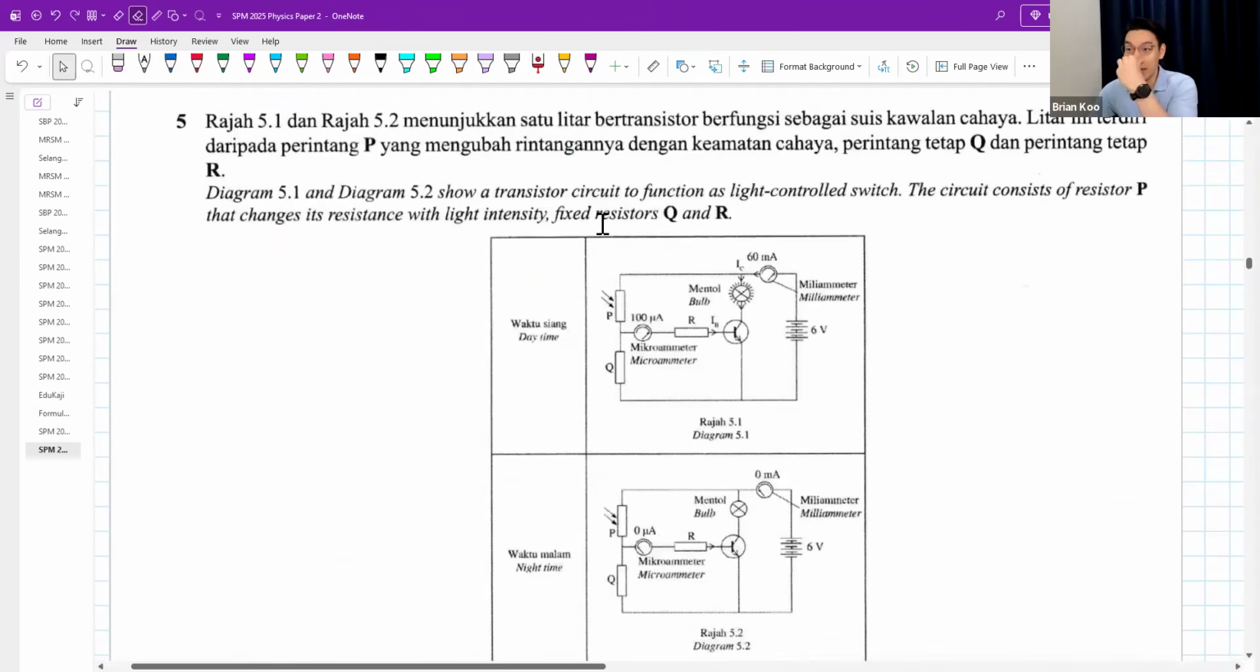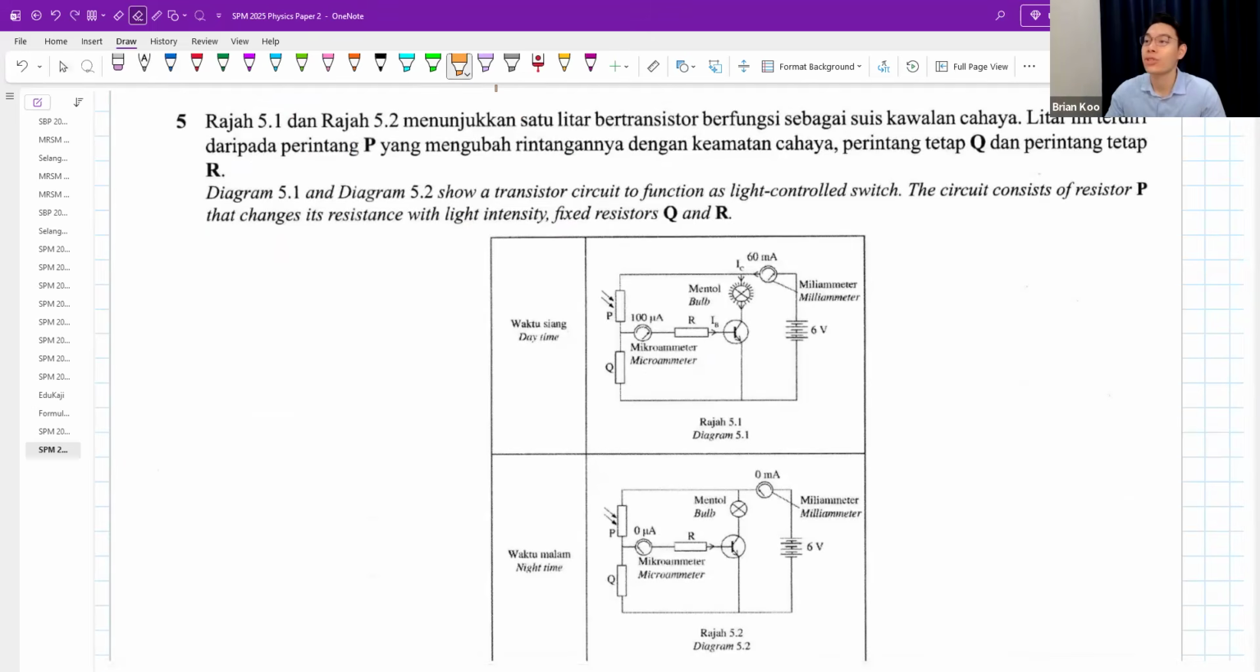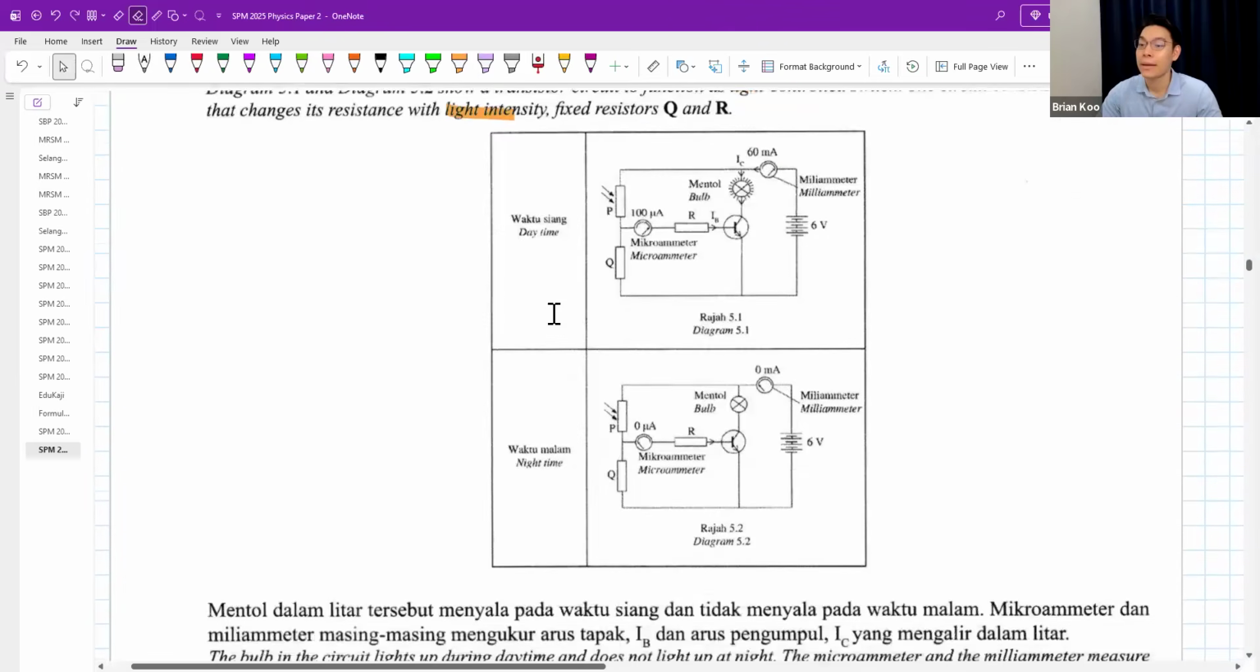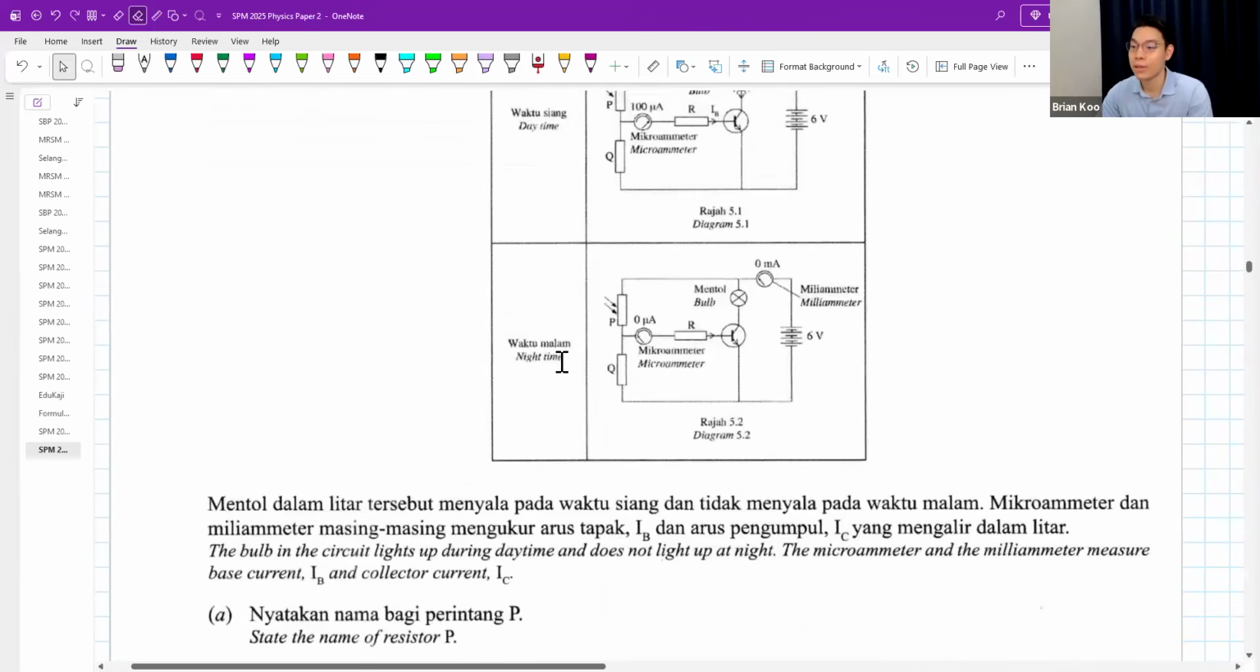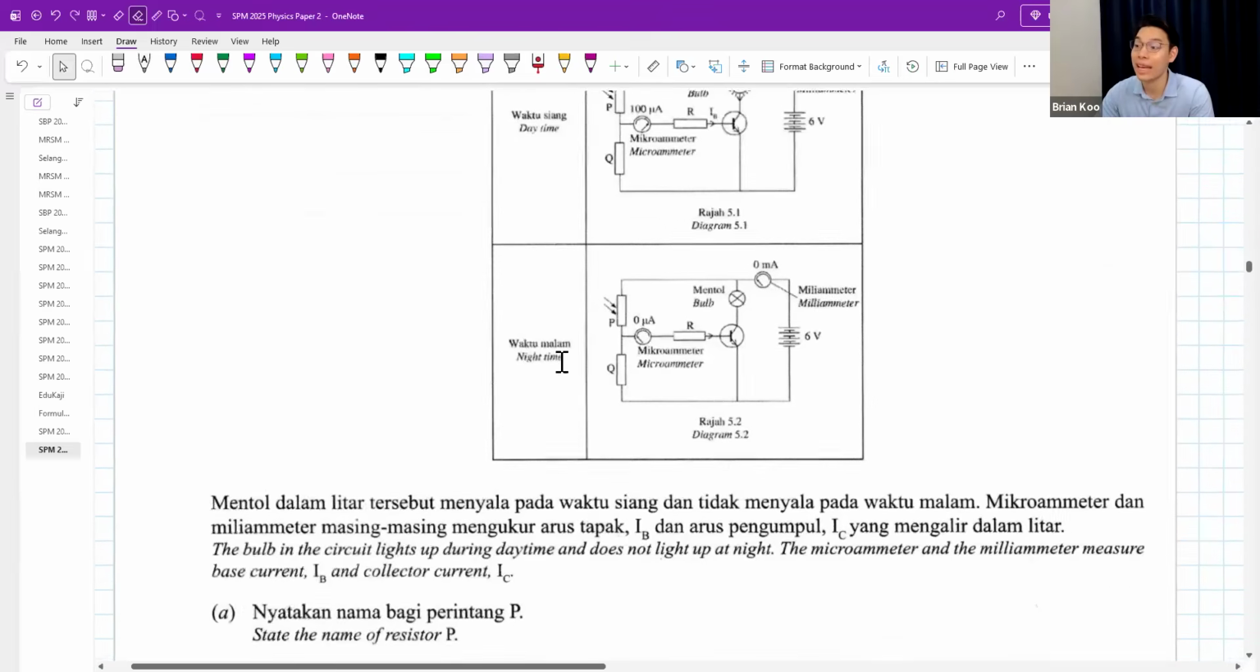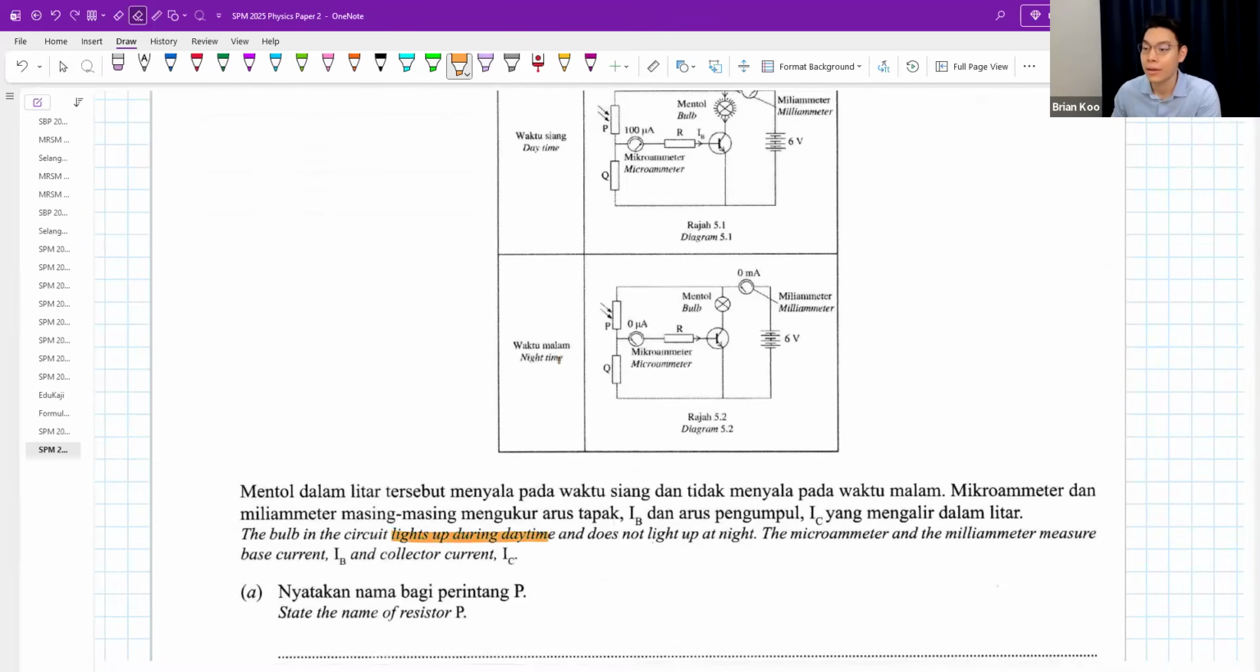This one is electronics, a transistor circuit. Okay. Diagram 5.1 and 5.2 shows the transistor circuit to function as a light control switch. The circuit consists of resistor P that changes its resistance with light intensity, and also fixed resistors Q and R. The bulb in the circuit lights up during daytime and does not light up during nighttime. The microammeter and milliammeter measure the base current and collector current. All right. State the name of resistor P.